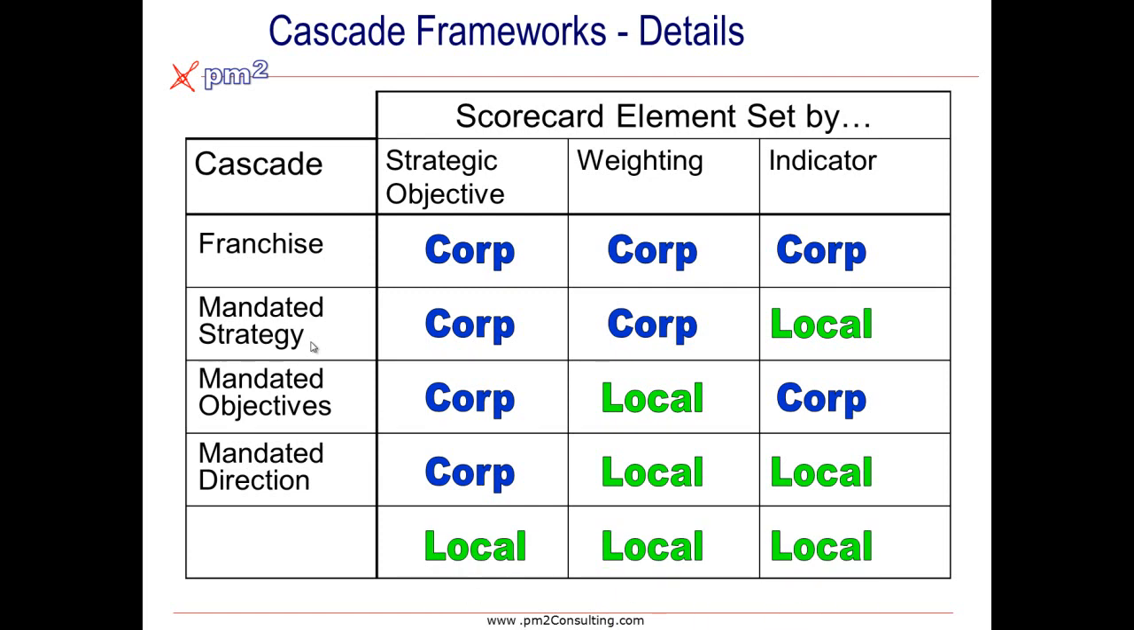Finally, if everything is determined locally, you have a contributory scorecard where in a conglomerate environment, the business unit effectively continues on its own course and corporate provides perhaps shared services or other elements that allow that business to work more effectively as part of that organization.